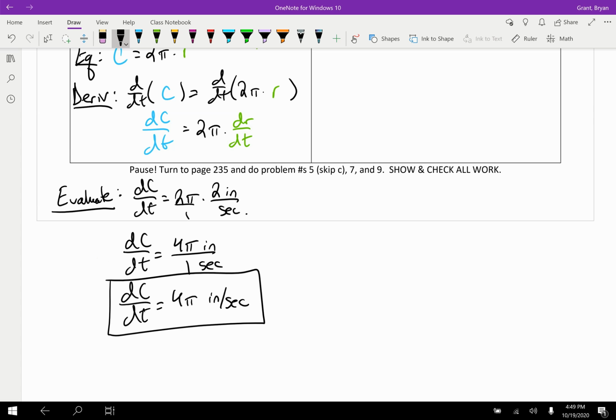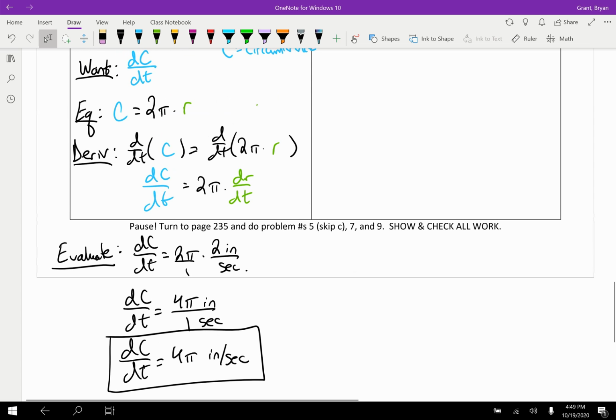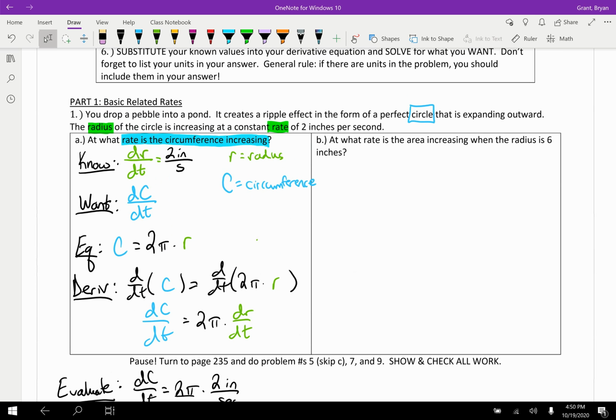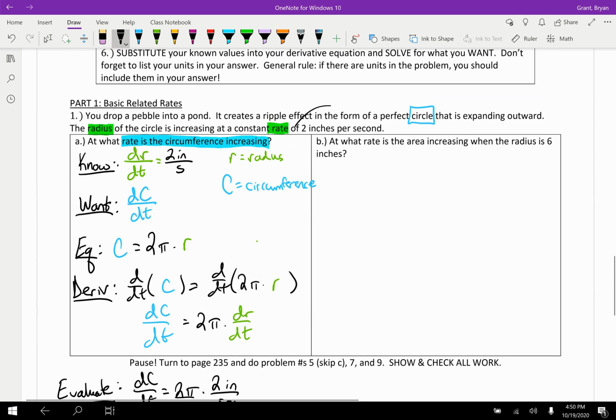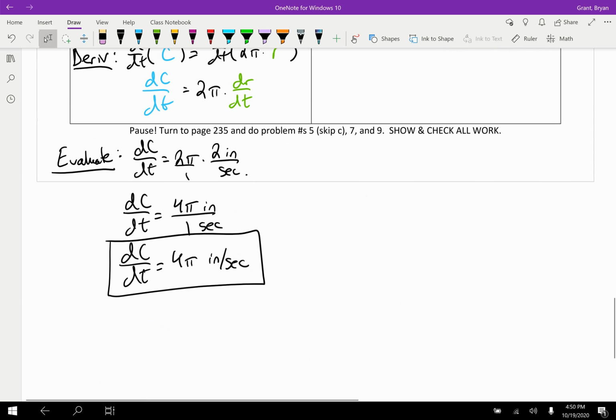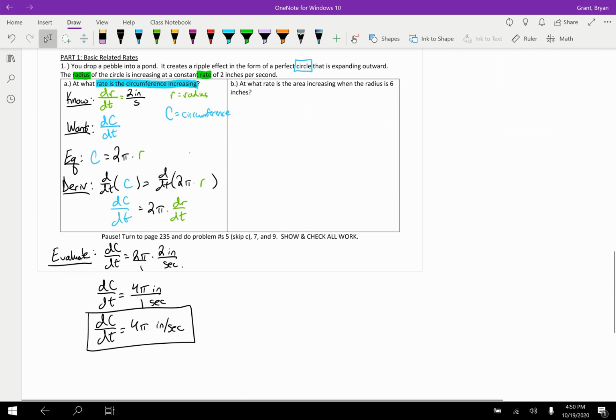Nothing too terrible. We found that as the radius is changing at 2 inches per second, the circumference is also changing, but it's changing way faster. It's changing at 4 pi inches per second. 4 times pi, it's about 12-ish. So for every essentially 2 inches the radius changes, the circumference changes by 12, and that's a pretty huge increase, right? And that's a related rates problem. We're going to do one more and then call it good for today.